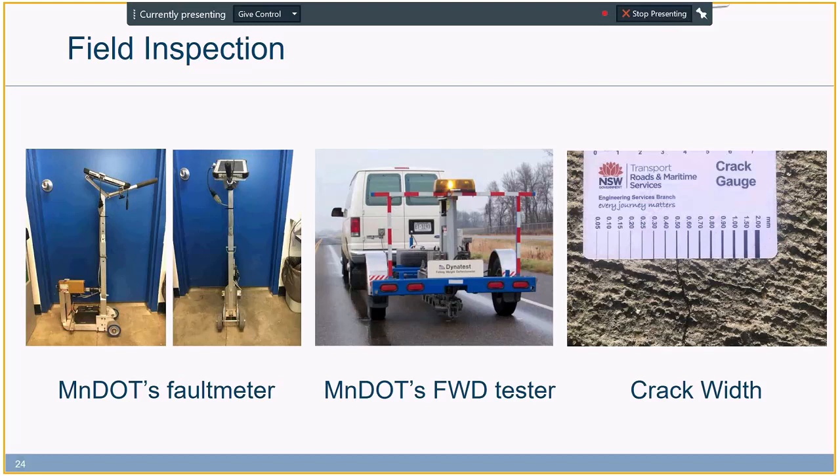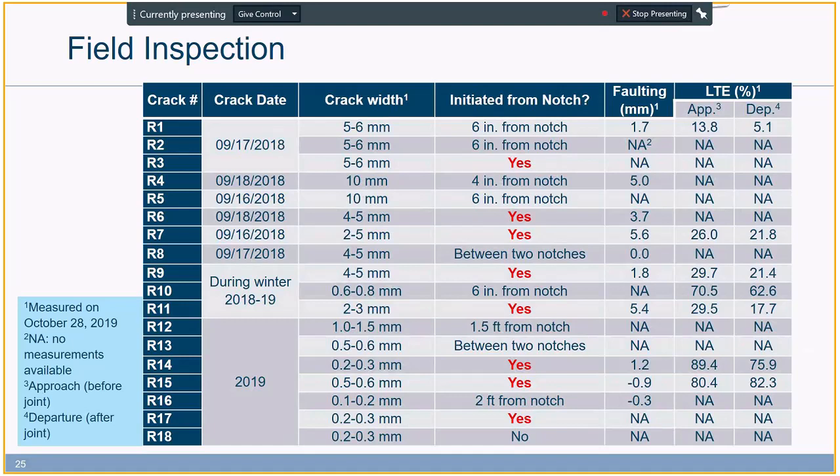And later on we decided to go with some of the cracks that were wide open and some of them that were relatively tight from different areas of the fiber reinforced ring to do measurements and determine the load transfer efficiency and also determine the extent of faulting.